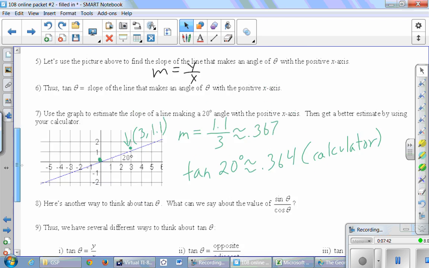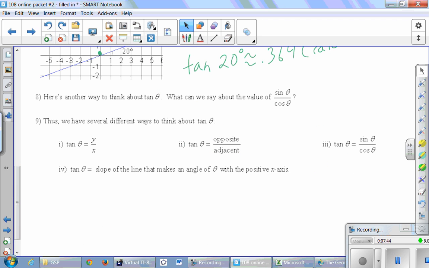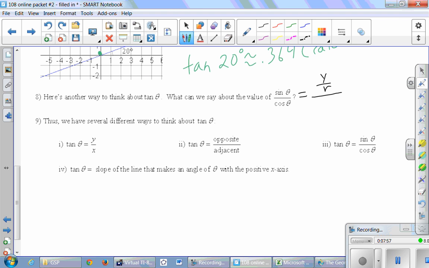8, here's another way to think about tangent theta. What can we say about the value of sine theta over cosine theta? Well, let's go ahead and fill this in. We know that sine theta from our x, y, and r definition is y divided by r. We know that cosine theta is x divided by r. Pause the video here, do some algebra, and clean up that complex fraction and come back when you're done.